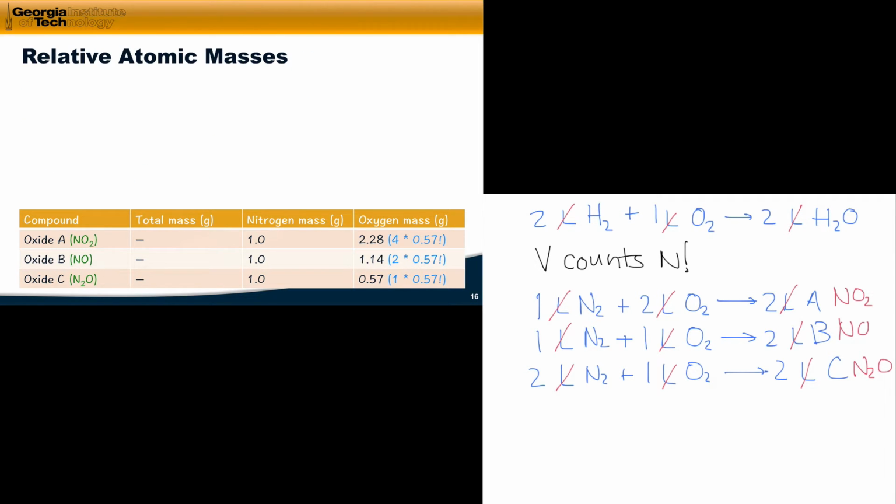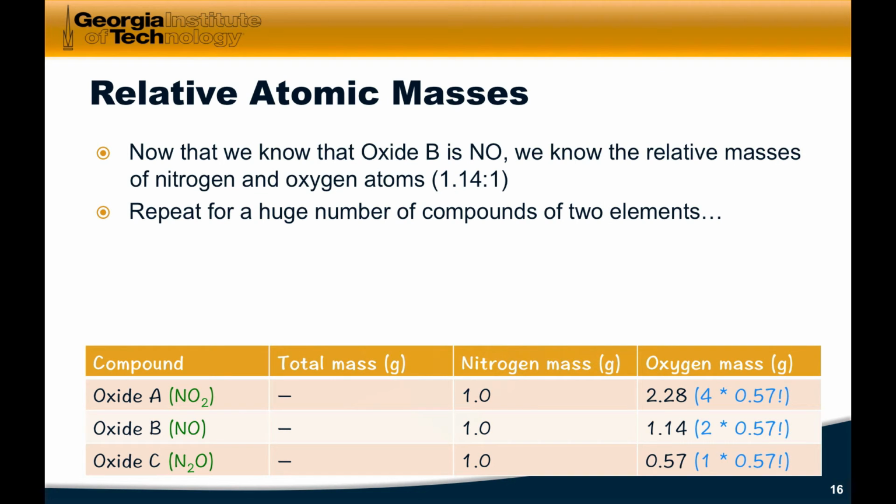Now that we have these molecular formulas, we can return to the mass data to think about relative atomic masses. And in particular, I want to draw your attention to the oxide B line here. See that on the oxide B line, which is 1 atom of N for every atom of oxygen, we have 1.14 grams of oxygen for every 1 gram of nitrogen. That means that the relative masses of nitrogen and oxygen must be 1 to 1.14. I have it backwards on the slide, but the mass of an oxygen atom is 1.14 times as heavy as a nitrogen atom.